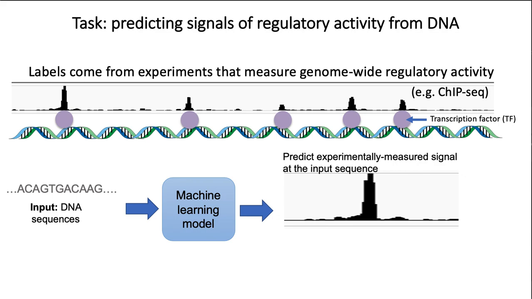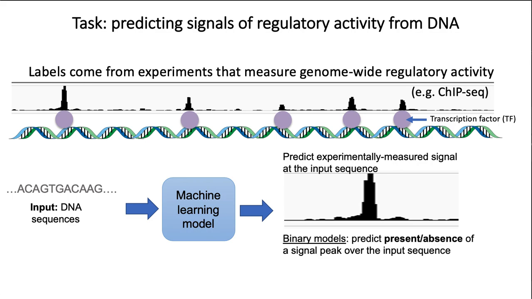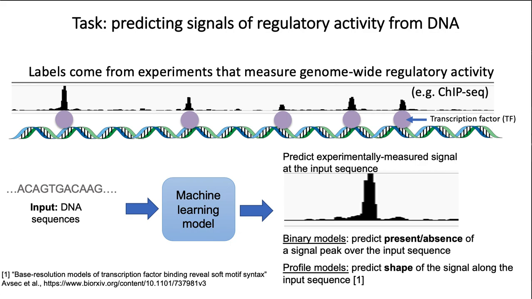The inputs to our models are DNA sequences, and the outputs predict the experimental signal measured at those input sequences. There are many types of output prediction tasks, and in this work, we'll be concerned with binary models, which predict the presence or absence of a signal peak over the input sequence, and profile prediction models, which predict the shape of the signal along the input sequence.